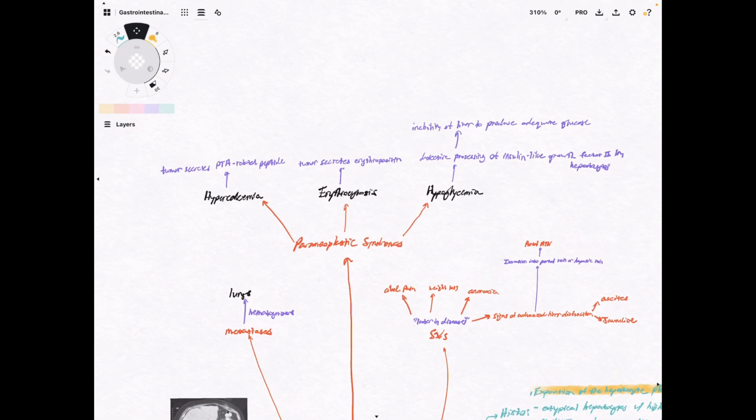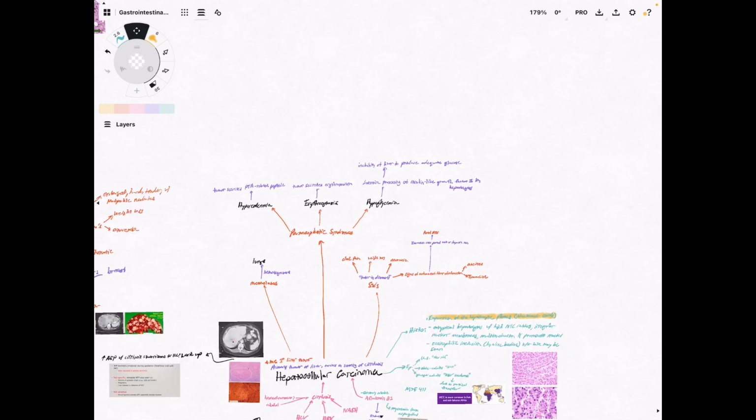So the paraneoplastic syndromes, again, remember, are syndromes caused directly by the tumor. We're going to see hypercalcemia. The tumor, just like squamous cell in the lung, produces parathyroid hormone related peptide, which acts like parathyroid hormone. It's going to increase blood calcium, so that's why you see hypercalcemia. And then erythrocytosis due to the tumor secreting erythropoietin, the blood cell growth hormone. And then hypoglycemia due to the liver not being able to process insulin-like growth factor 1, leading to the inability of the liver to produce adequate glucose through gluconeogenesis.